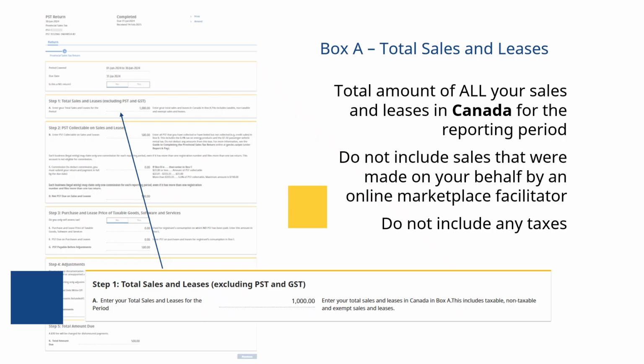The only sales that you would exclude would be sales made through an online marketplace facilitator, which means if someone else sold your goods for you on their online platform and then collected the money before sending it to you, you would not include those sales. The online facilitator will be including those sales on their own PST return.